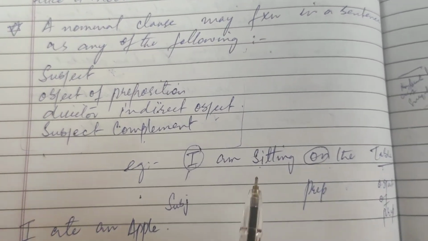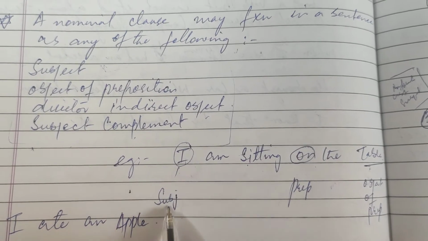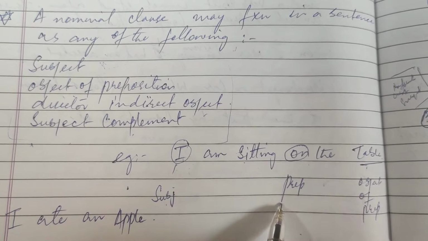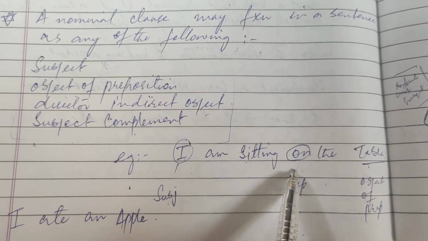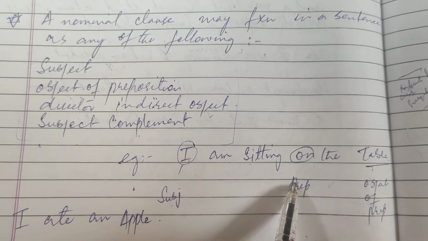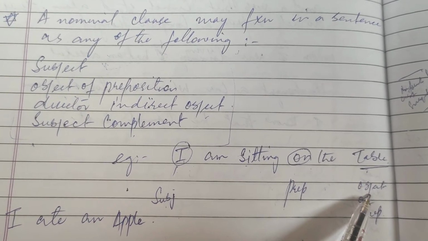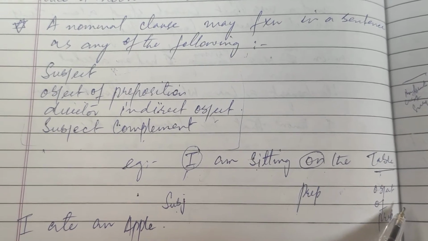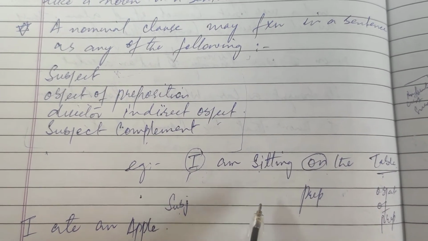Let us see an example: I am sitting on the table. Here, I is a subject. You know that the subject is the doer. On is a preposition, and the table is the object of the preposition. After the preposition comes the object, that is called the object of preposition. First the preposition is used, and after that this. So this whole thing is called a nominal clause. There is a verb, there is a subject.